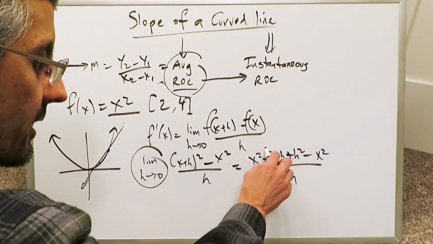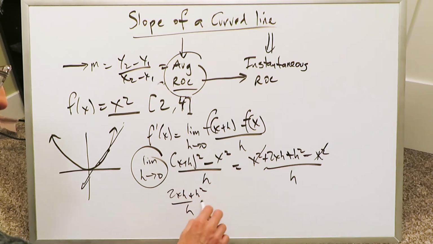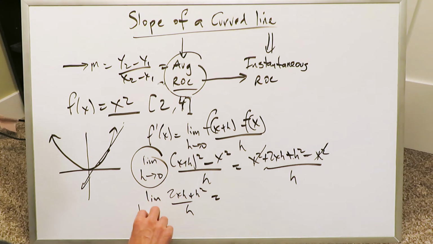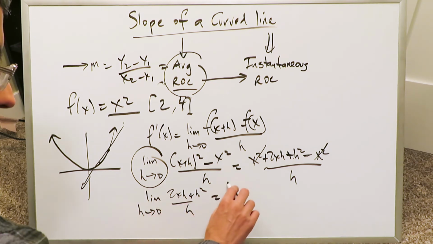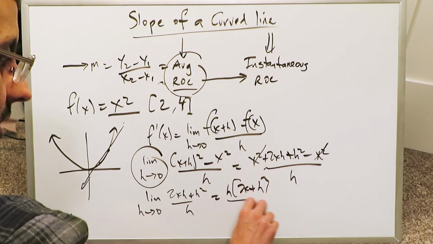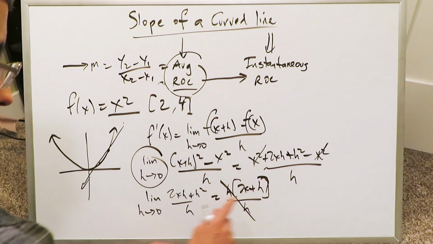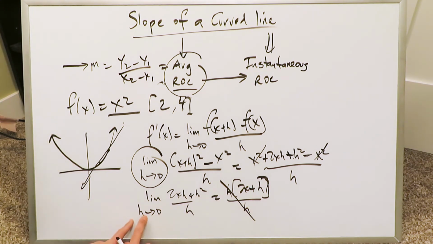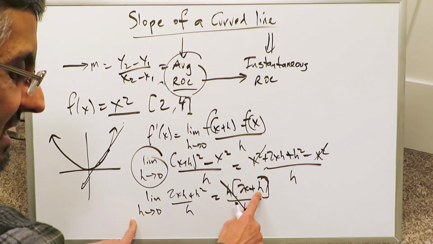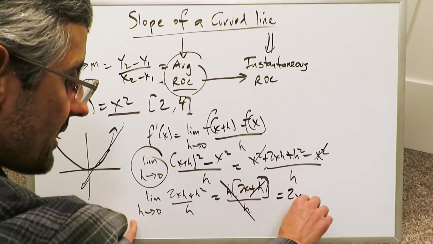What can cancel out over here? You can cancel this out, you can cancel this out. You end up having 2xh plus h squared over h. You can isolate h over here, and you still have limit as h approaches 0. Isolate h. You have h times 2x plus h, all over h. This can cancel out. You have 2x plus h with this limit as h approaches 0. As h approaches 0, h becomes 0 and it goes away. You're left with only just a 2x.